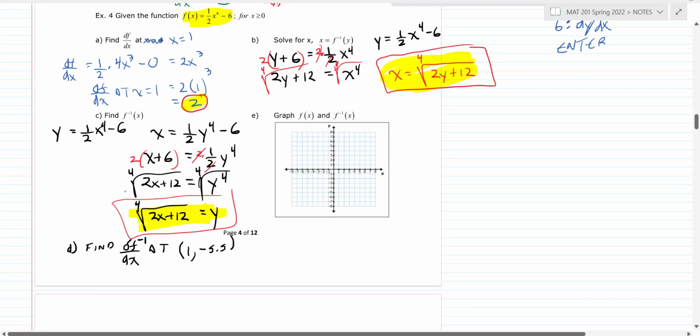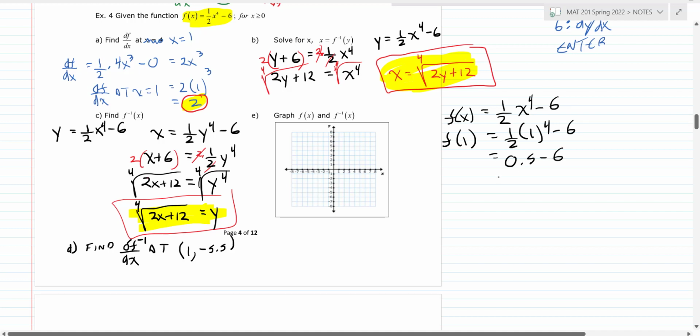Okay, now I left off part D. I don't know why I did that on the handout, but I'll fix that. So the next thing we want to do is find the derivative of the inverse at the point 1, negative 5.5. So there's a reason why we're doing that point. Let me just show you, remember the function f of x, the function I gave you, is 1/2 x to the 4th minus 6. F of 1 is equal to 1/2 times 1 to the 4th minus 6. That would be 0.5 minus 6, so that is negative 5.5. So on f of x, we have the point 1, negative 5.5.